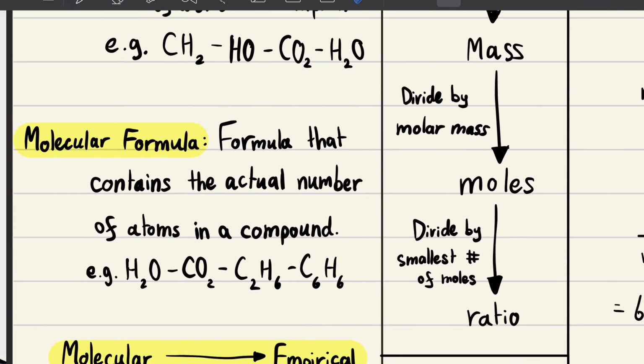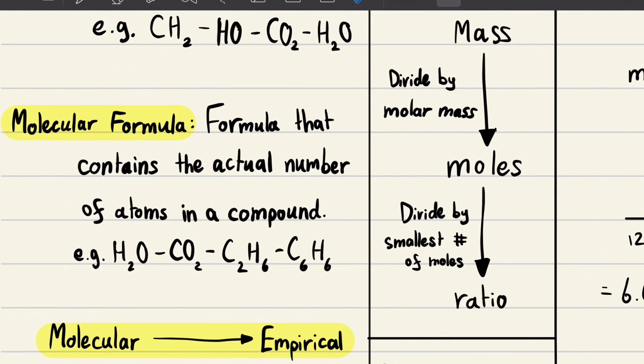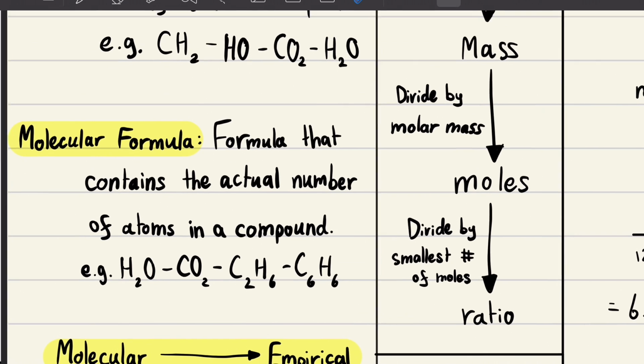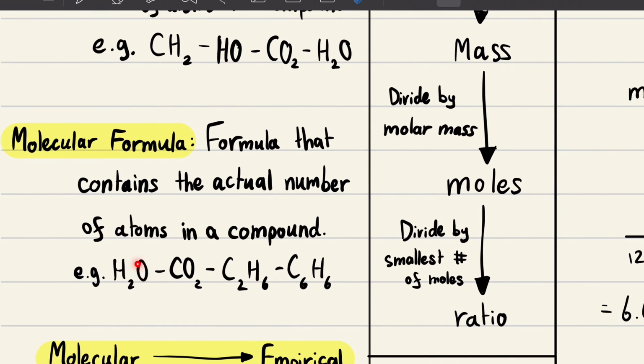Now, molecular formula, which you see everywhere in chemistry class, is just a formula that contains the actual number of atoms in a compound. This is just the regular molecular formula that you have for different compounds. For example, water is H2O. While this is also the simplest ratio, you get other compounds, like, for example, here at the end, C6H6, which is also known as benzene. This is the molecular formula of benzene. Some other examples are carbon dioxide and C2H6.